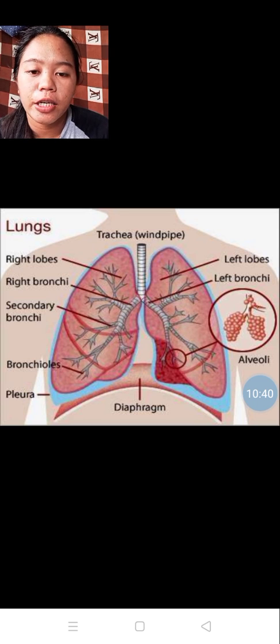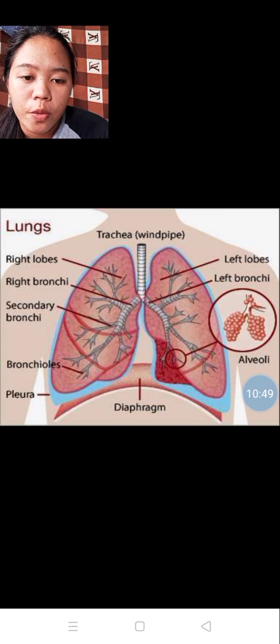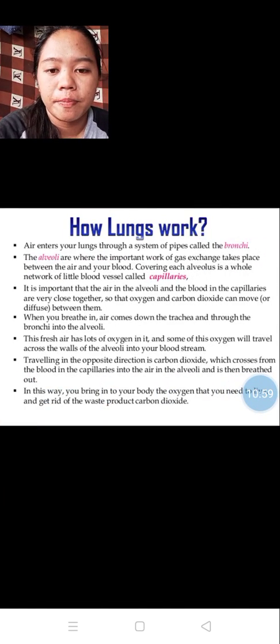And we have here the diagram, where the trachea or windpipe goes into the left lobes and right lobes through the right bronchi, which are secondary bronchi, and left bronchi through bronchioles. And the last one is the pleura through the diaphragm.